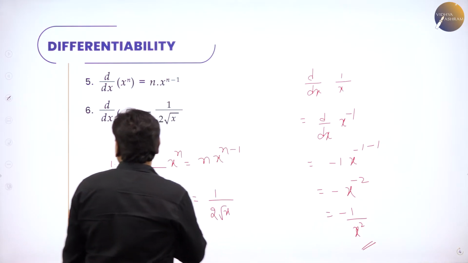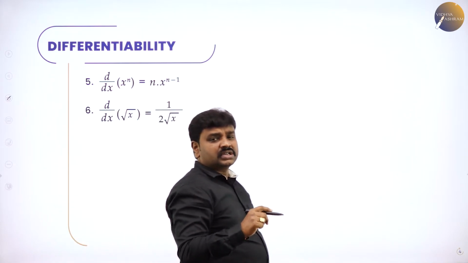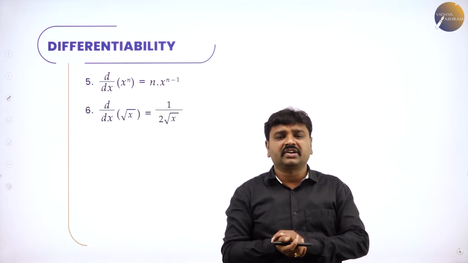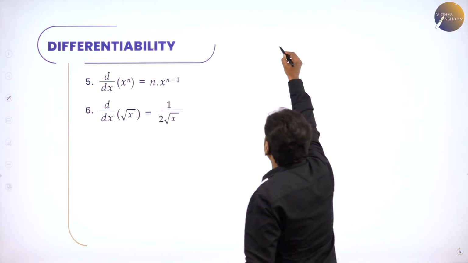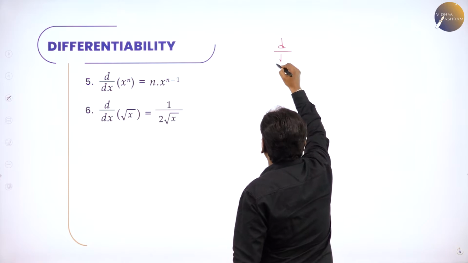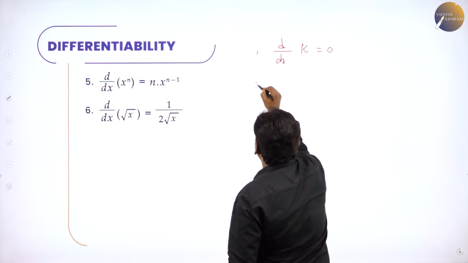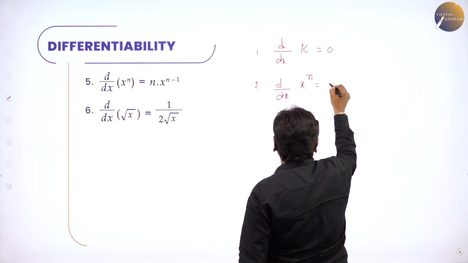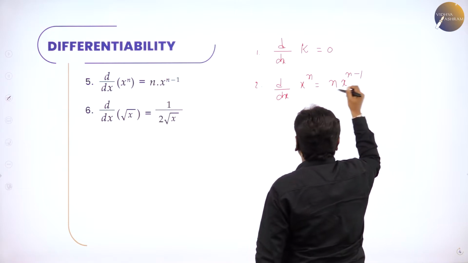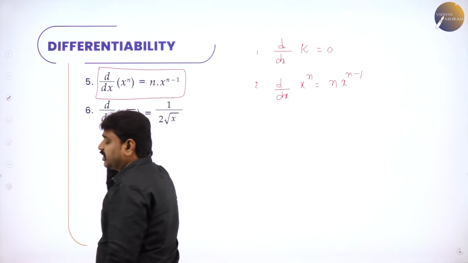Now coming to the derivative of x power n, derivative of root x. Sometimes the problem will not be in standard form. You have to convert it into standard form. Till now I taught you very important cases: d by dx of constant is 0, and d by dx of x power n is n into x power n minus 1. So many times it is necessary for us to convert the problem to standard form.